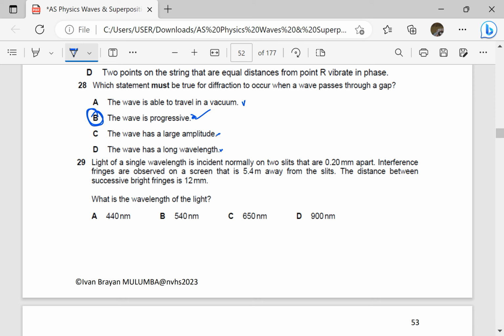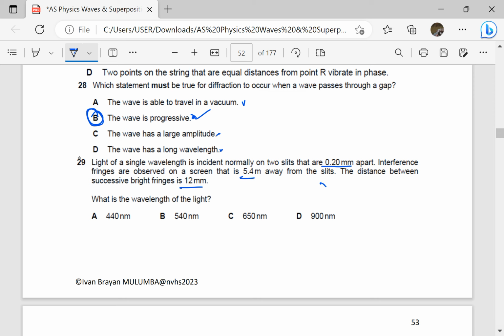Light of a single wavelength is incident normally on two slits that are 0.2 millimeters apart. Interference fringes are observed on a screen that is 5.4 meters away from the slits. The distance between successive bright fringes is 12 millimeters. What is the wavelength of the light? So it is a double slit.